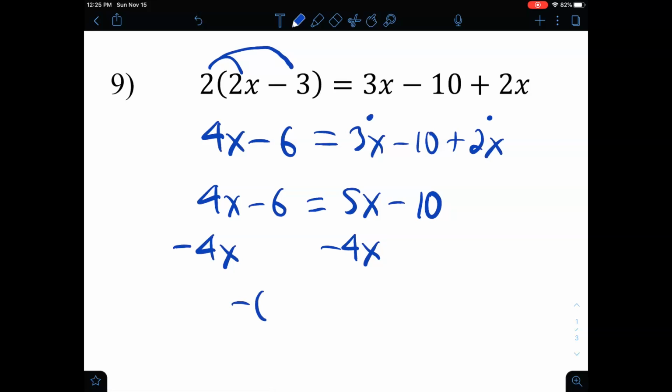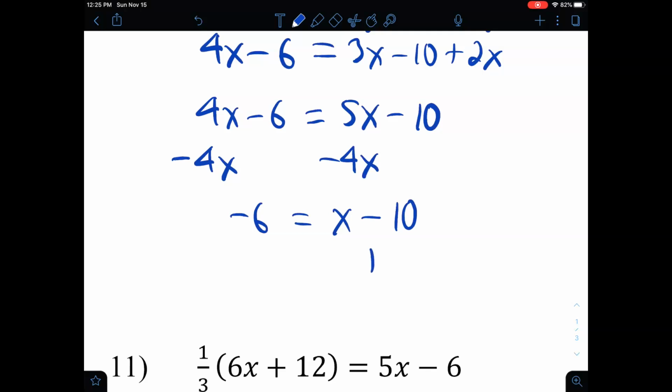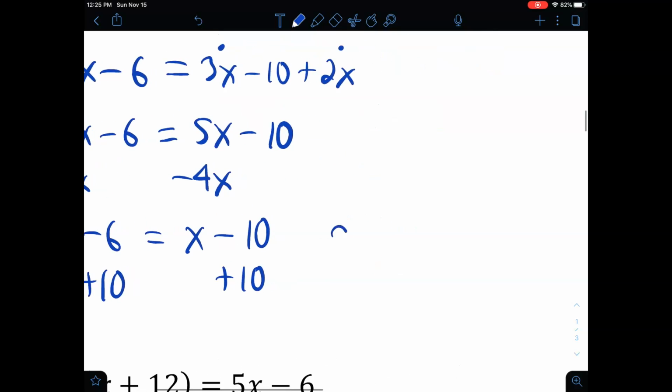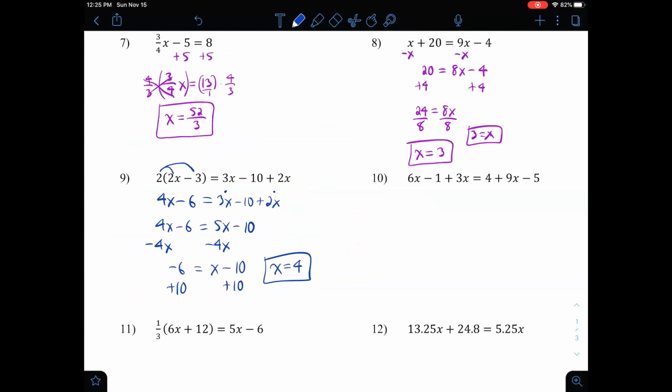I don't like it, because if we subtracted 5x, we'd have negative 1x. We'd have to do an extra step by dividing by negative 1. So that's kind of messy. So in this case, all we have to do now to move the constants, the numbers, to the other side, instead of subtracting 10, we're going to add 10 to both sides. And x is going to be equal to 4, or 4 is equal to x. I like to flip the variable to the left. It just makes it more neat.